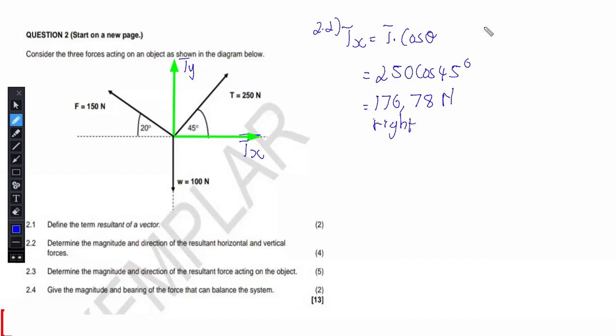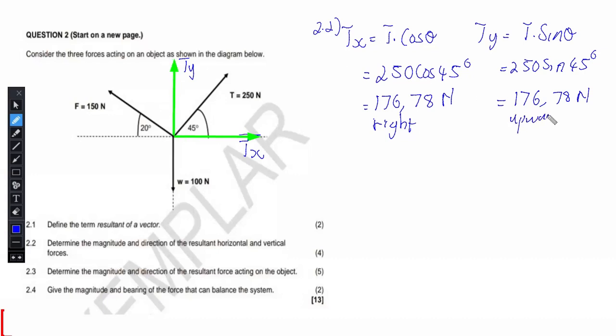At this point, we can now calculate Ty. For Ty, we say T sine theta. Our tension again is 250, and then sine 45 degrees. When you punch that into your calculator, we know that cos 45 and sine 45 are equal, so I must also have the same value there, 176.78 Newton. But to which direction? This one is going upwards. Okay, we have calculated the components of the tension force.